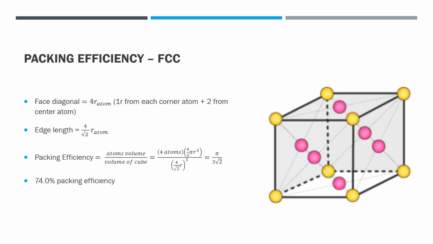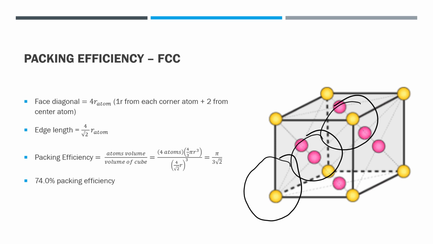So now we get to look at the face diagonal, right? I sort of hinted at this in the previous slide, but we look at the face diagonal and see how they must connect, right? How these atoms must join together. We have one radius from the corner of the face, another radius from the other corner of the face, and 2 radii from the middle of the face atom, right? So we have 4r being equal to the face diagonal now.